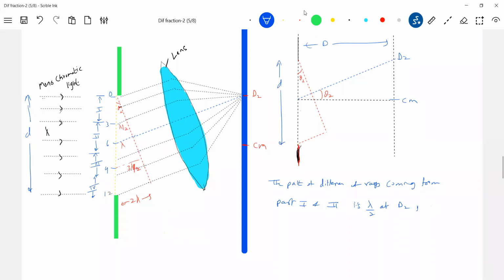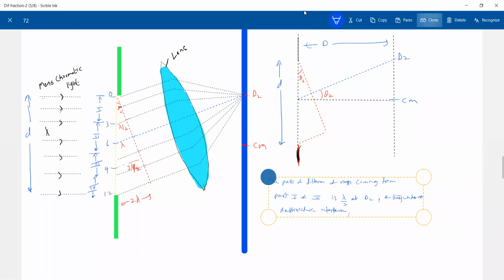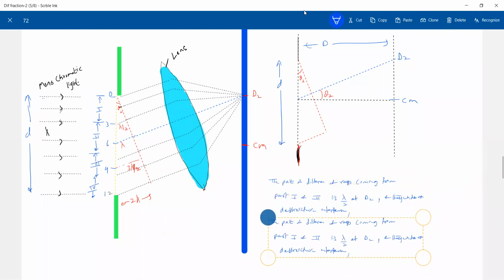And they undergo destructive interference. The same explanation I'll give for parts 3 and 4.